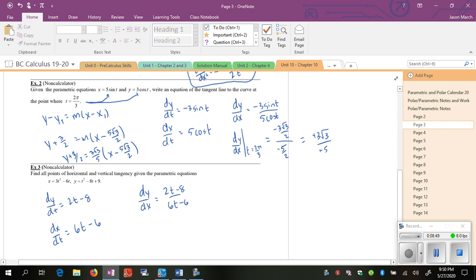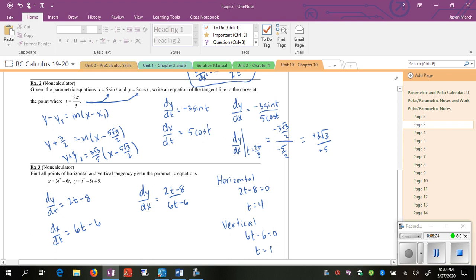And I could simplify if I wanted to by factoring. I'm not going to worry about it right now. But we need to say, okay, so it's horizontal if the numerator is 0. So 2t minus 8 equals 0. So that's going to be when t is equal to 4. And it is vertical when the denominator is equal to 0. So that's 6t minus 6 is 0. So t is equal to 1.